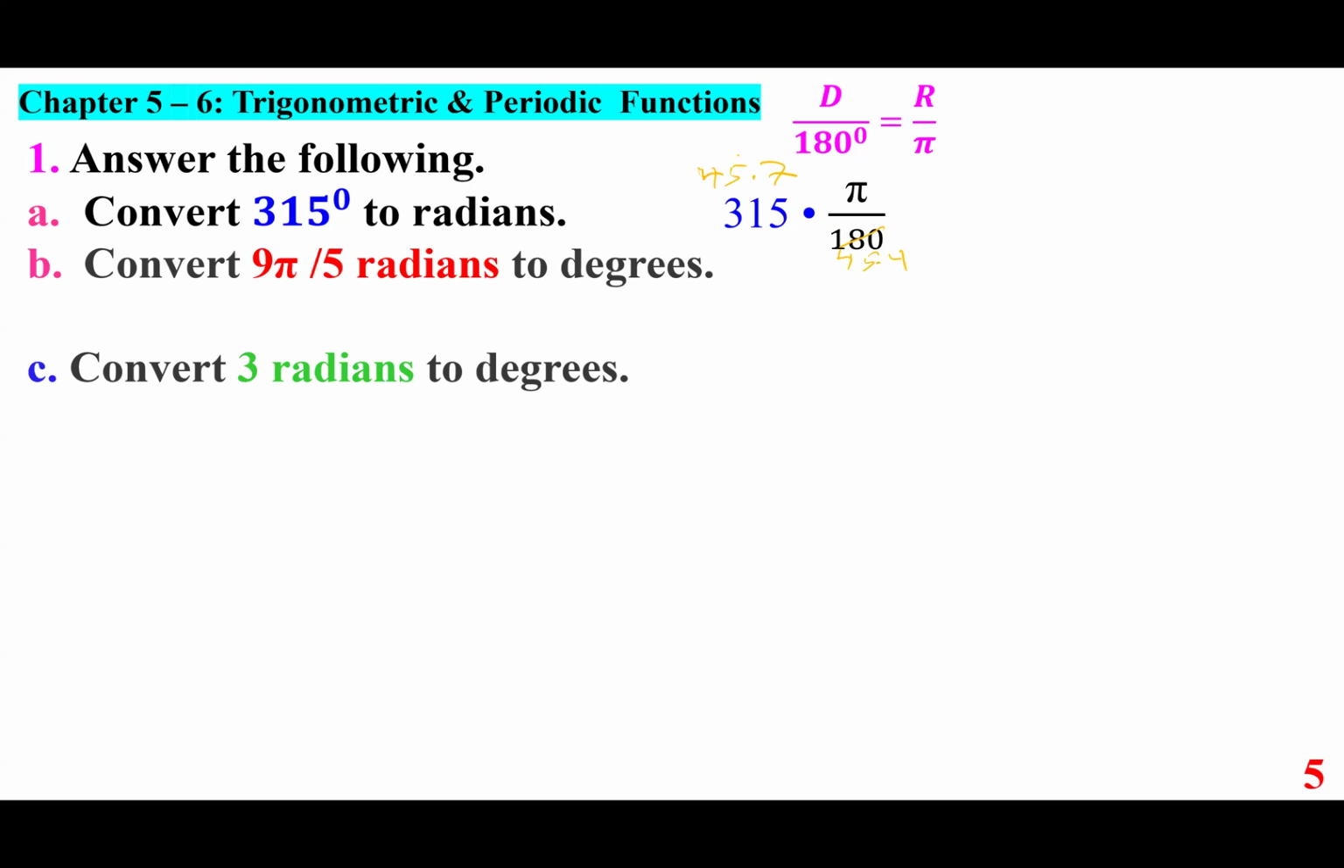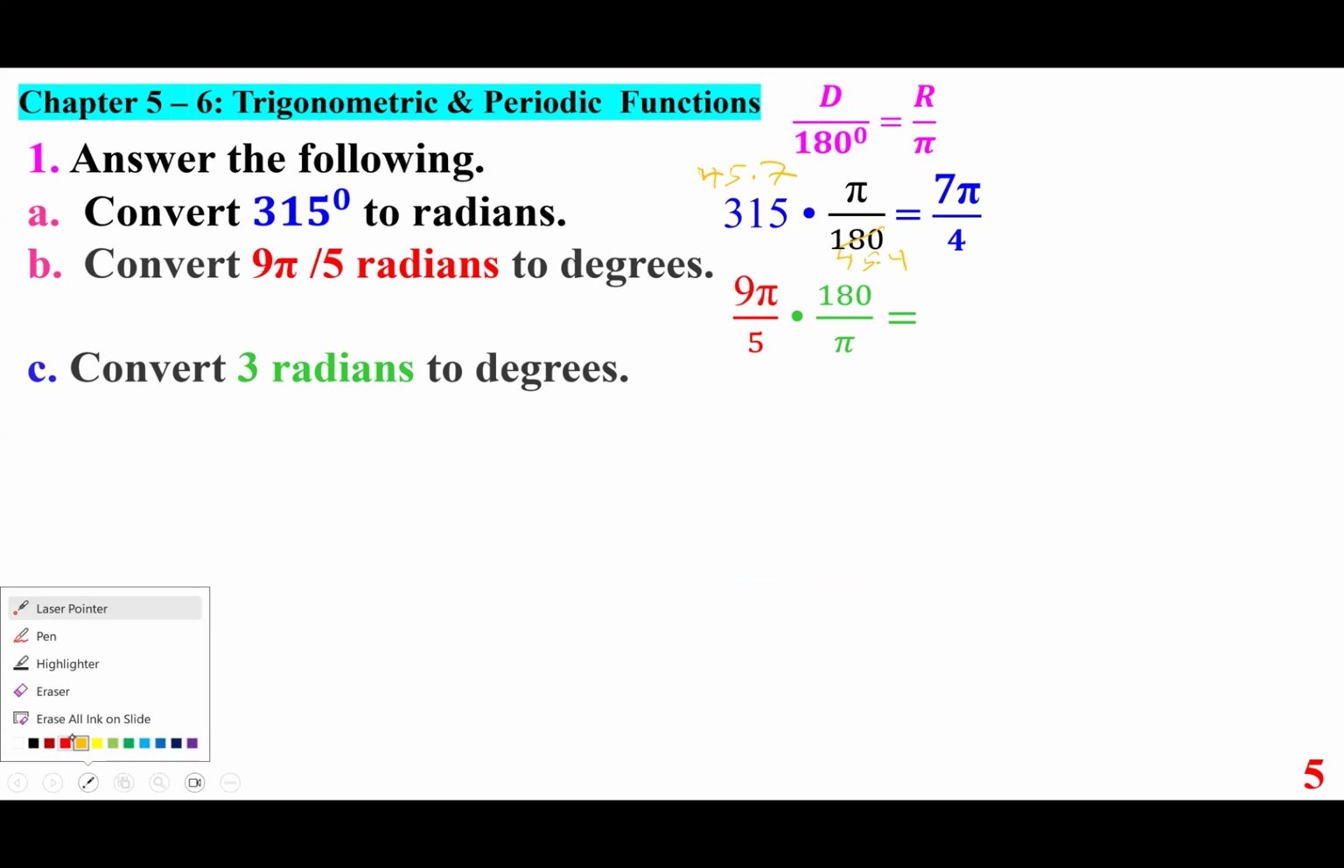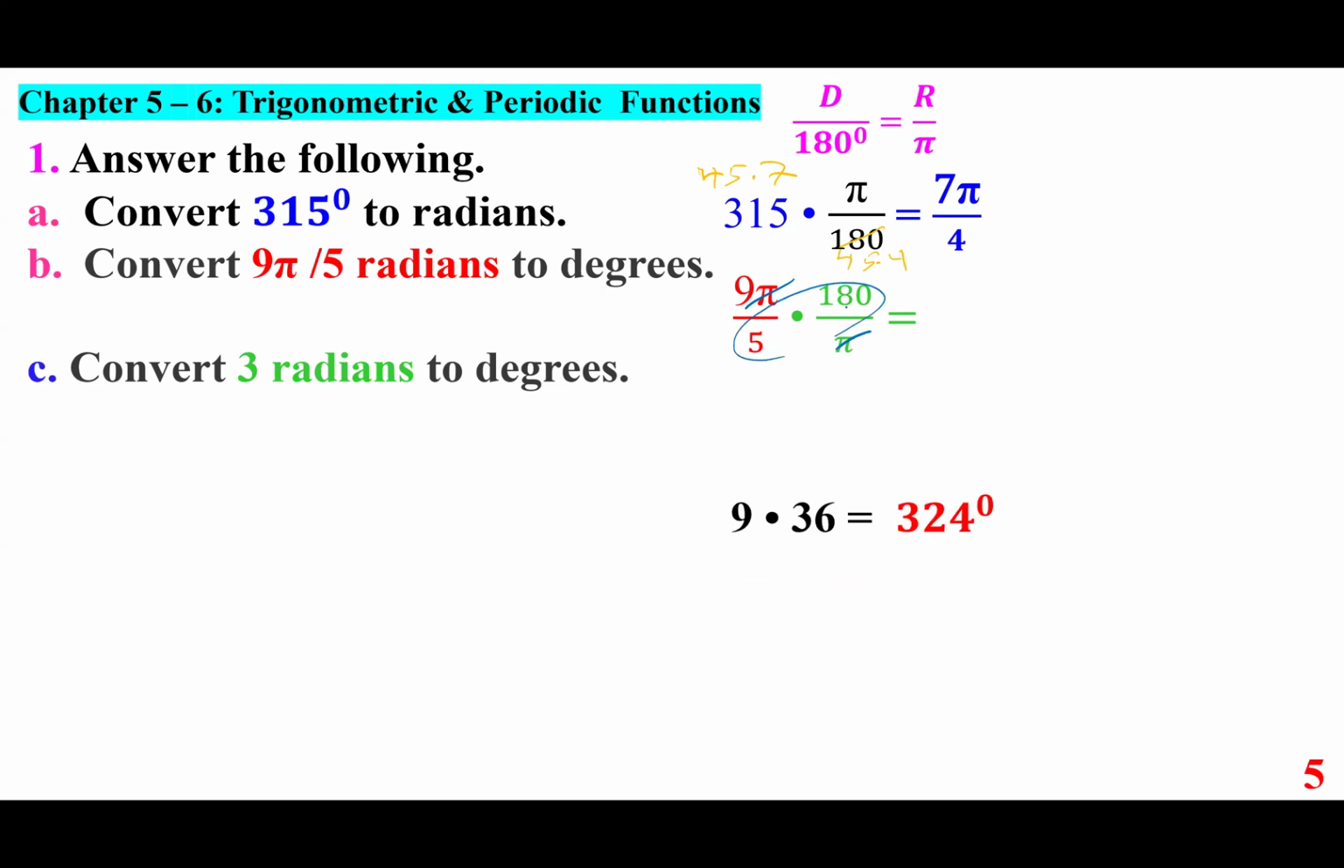And it becomes 7 pi over 4. What about the next one? 9 pi over 4. As I said, you can put it into this equation of 180 over pi. The pi's cancel out, obviously. So 9 times 180 over 5. 180 is divisible by 5, becomes 36. The product is 324 degrees.